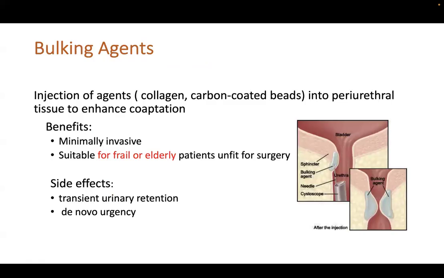So now, urethral bulking agent. What will we do here? If you look at the picture, you can see this will be done by cystoscopy.